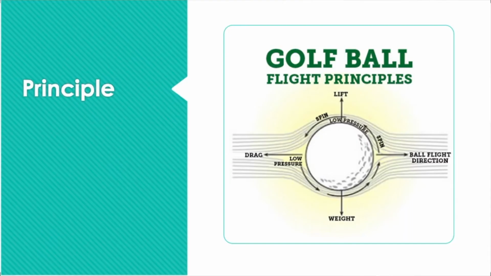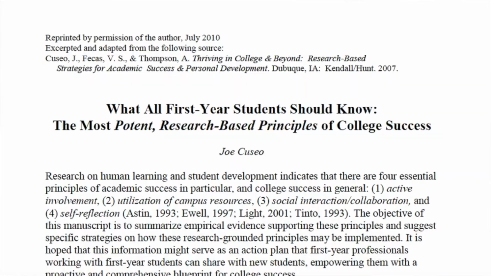And finally, the last term is a principle. This is a fundamental truth that serves as a foundation for beliefs, behaviors, or chains of reasoning. In reality, it's the why of your behaviors and why you do what you do. It's a principle that underlies it or what causes it. In this class, we're using an article from Cuseo and others, which details all of the principles that underlie college student success.